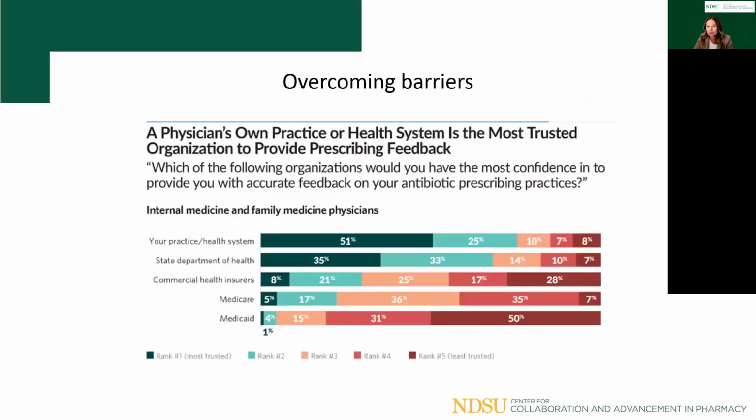But when asked who they thought would be the most trusted person to give them antibiotic feedback on their own prescribing, about 75% ranked their own health system or the State Department of Health as being the most trusted people to provide feedback. So a barrier to stewardship sometimes might be giving our providers the data, showing them what they are currently prescribing and what might be a really good stewardship intervention.